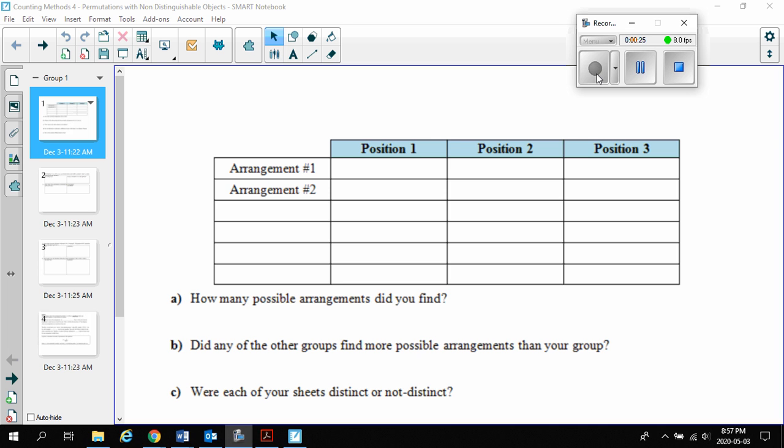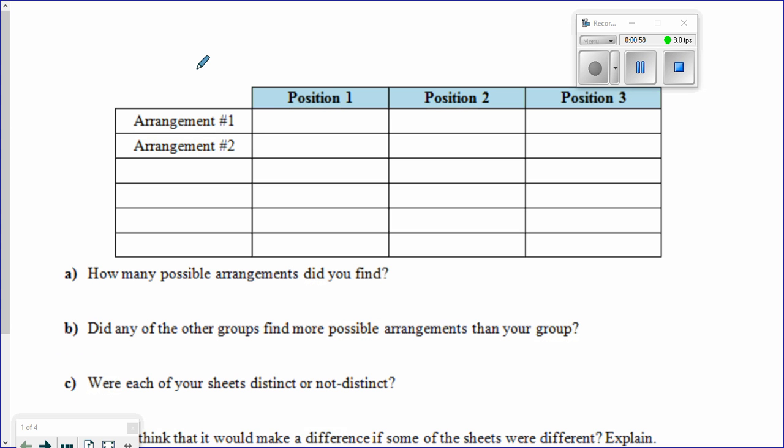So at the top of your notes package for this lesson, it says investigation. It says using colored pieces of paper, select two of one color and one of another color. You can do this with anything. If you have two decks of cards, you could pick two four of hearts and an eight of spades or something like that. Just anything where you have two of one color and one of another color. When I did it, I had two purple papers and a red paper.